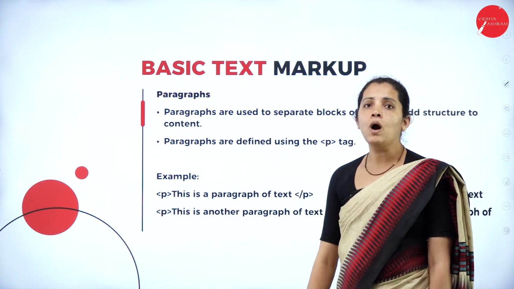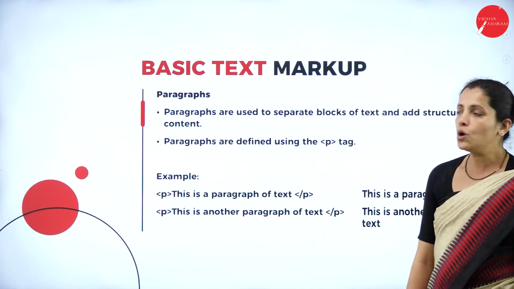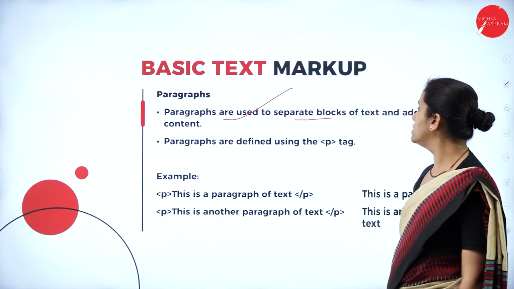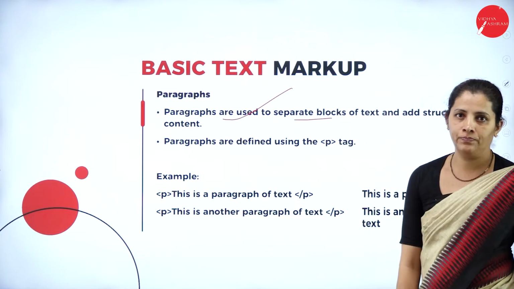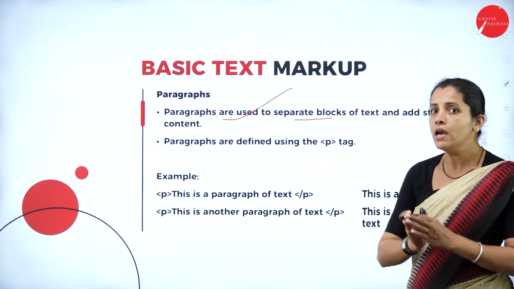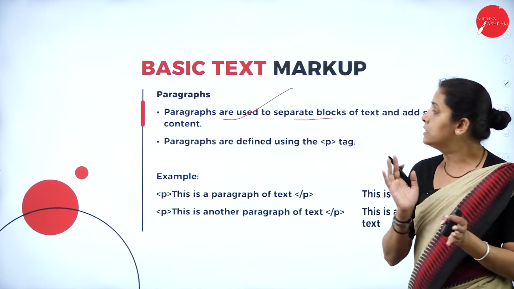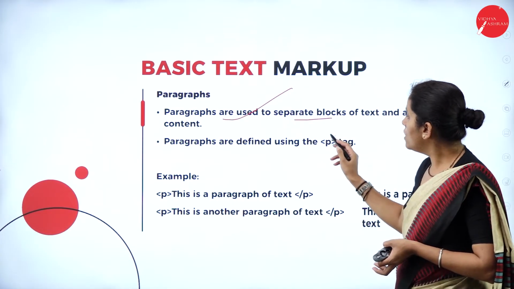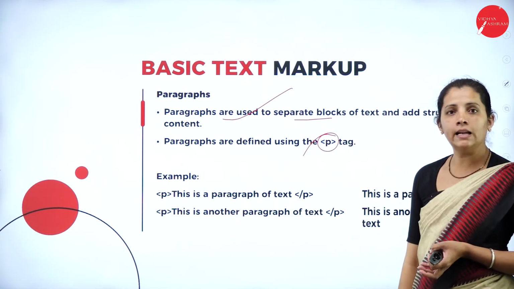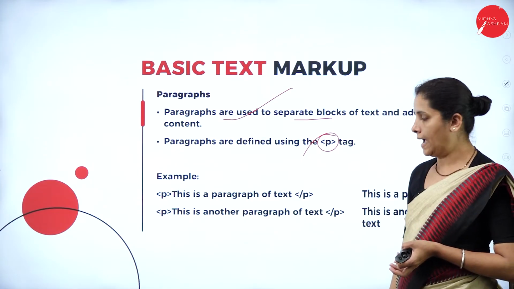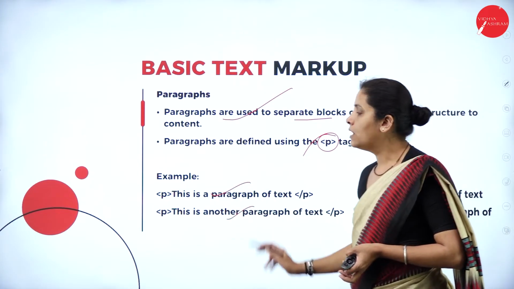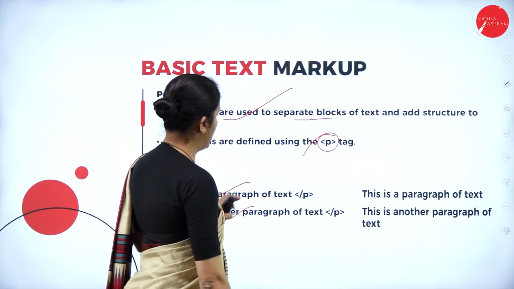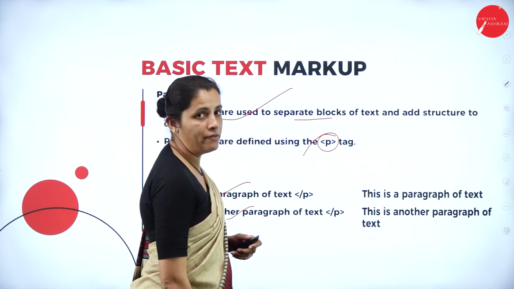Fine. Now, I have the paragraph. So, what is paragraph? Paragraphs are used to separate block of text. So, when I want to separate the block of text, then I'll go with the paragraph tag. So, if I use P tag, then it is called paragraph tag. See, I want to display the content in the form of paragraphs, then I'll use the paragraph tag.